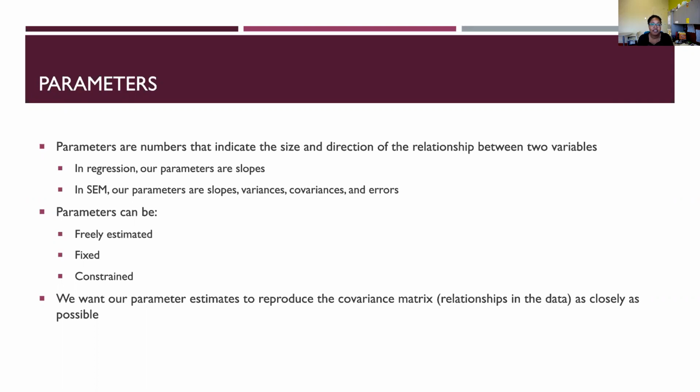So parameters have 3 states. They can be freely estimated, they can be fixed, or constrained. And we'll talk a little bit more about what the differences between each of those are. But basically, this is saying whether the computer needs to worry about calculating the parameter or whether you have told it what that parameter is going to be. All right, so as we talked about on the first day, we want our parameter estimates to reproduce our covariance matrix. So we want those relationships in the data to be reproduced as closely as possible. And so when we're setting up our model, that's the goal.